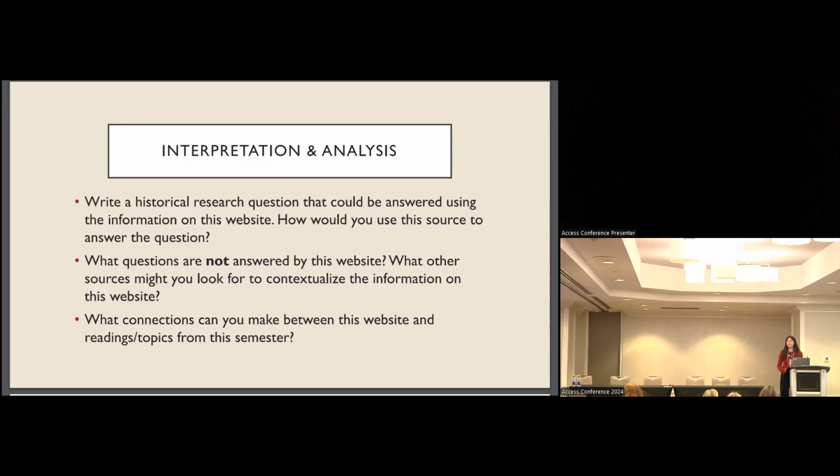And the final section was interpretation and analysis. I asked students to connect the page that they picked to other readings and course materials, scrutinizing the source by asking what questions the website doesn't answer, and also formulating a research question that they could possibly use the website that they picked to answer. All tasks that are generally part of regular primary source analysis. I just wanted to see if we could achieve similar results using a website.